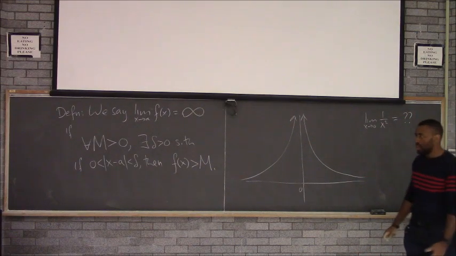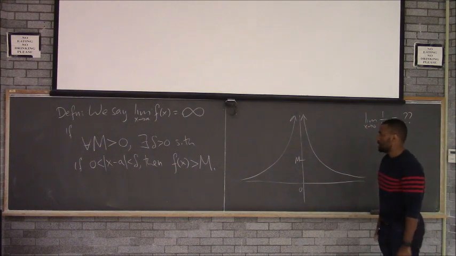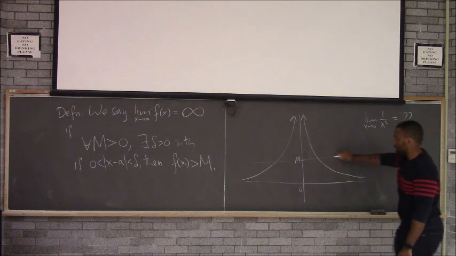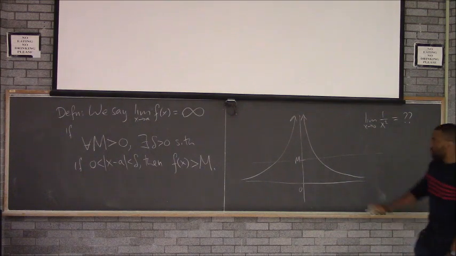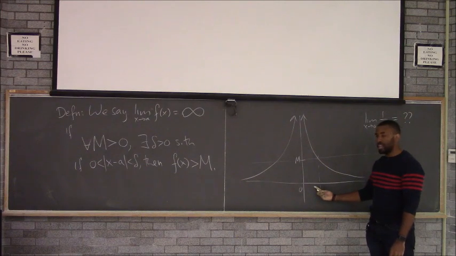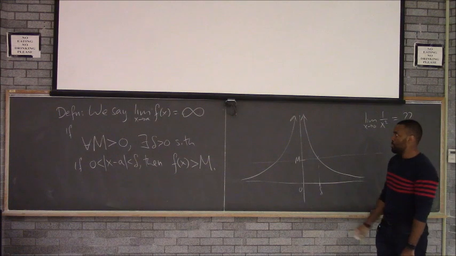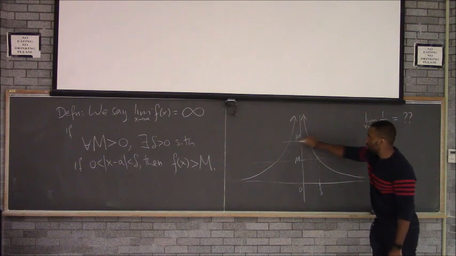Well, someone can pick a number. Say they pick m is this, right? So they pick a tolerance. They give you an m. And what you can say is, okay, just make sure your x gets closer to 0 than this delta. And if they pick a bigger number, okay, what about if this is m?